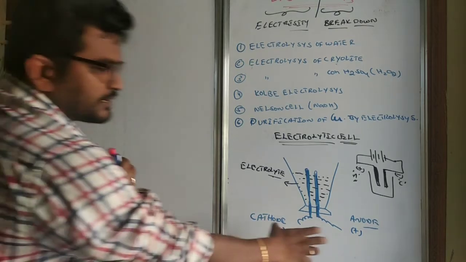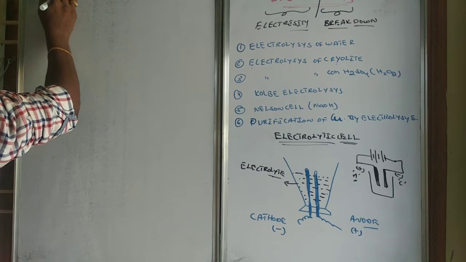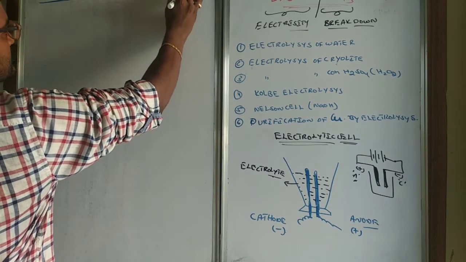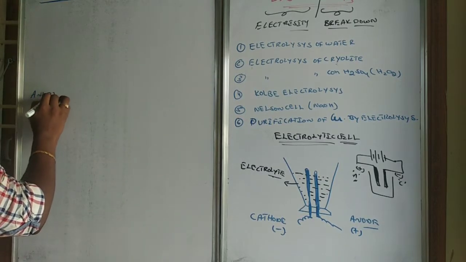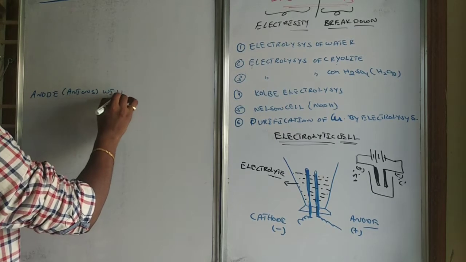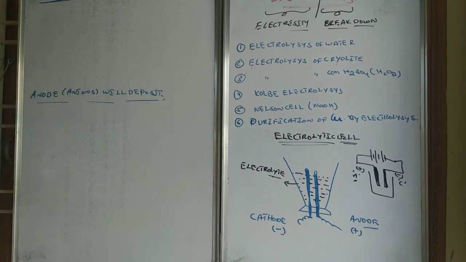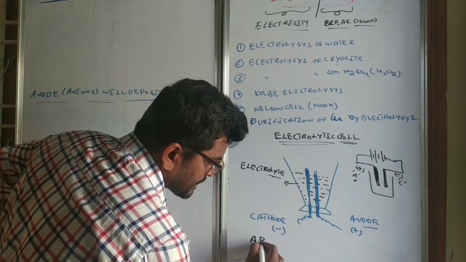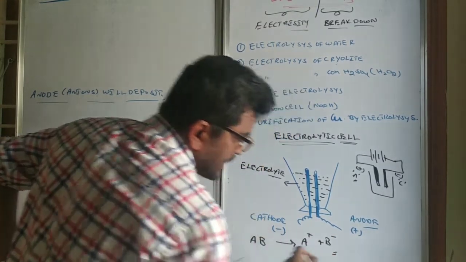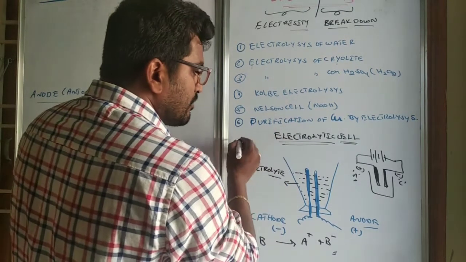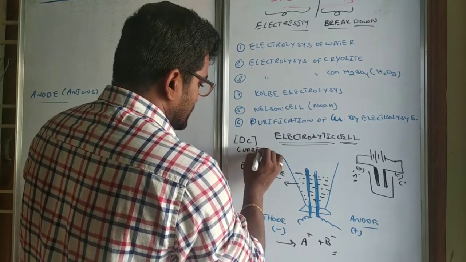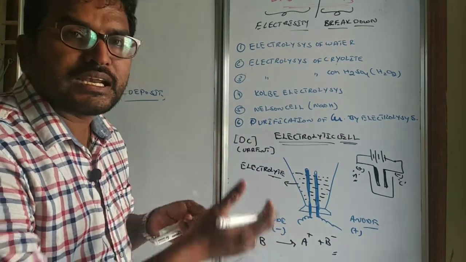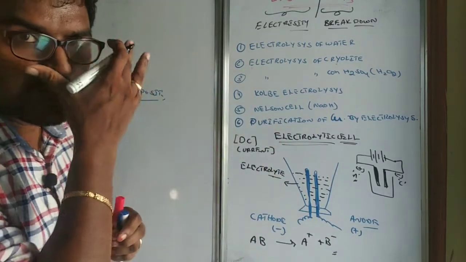Whenever you pass electricity through this, always remember that at the cathode cations will deposit, and at the anode anions will deposit. Let us take for example an electrolyte AB, dissociated as A plus and B minus. Always remember, whenever you are doing electrolysis we use DC current. Only when you use DC current will current flow and electrolysis take place. But if you use AC current, it will simply pass from one to another and there will be no electrolysis. So be careful with that.